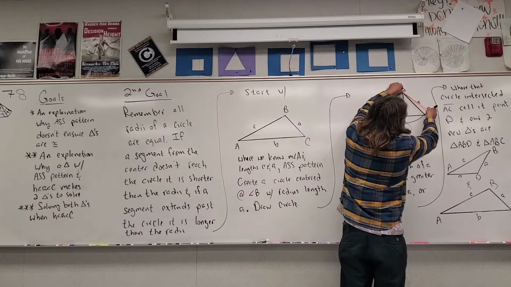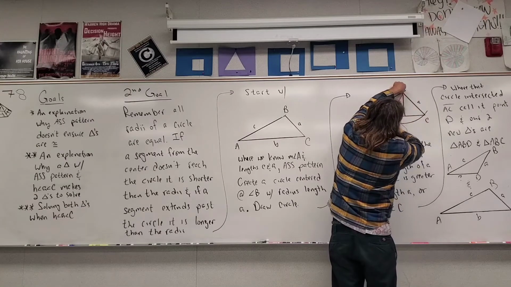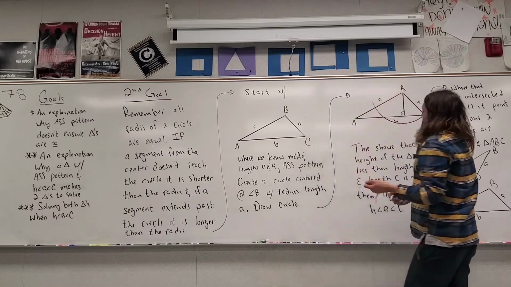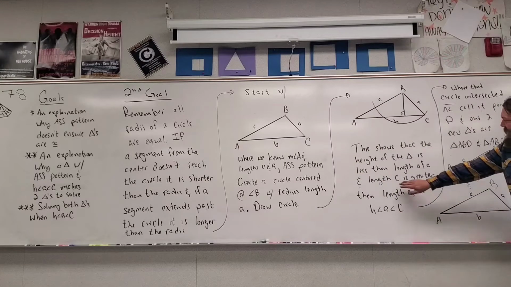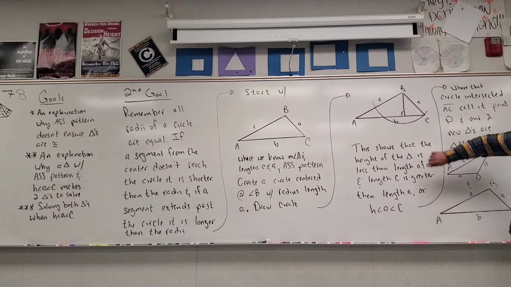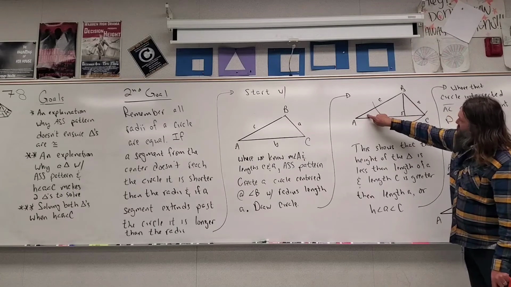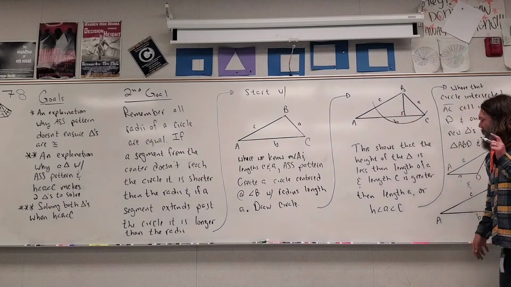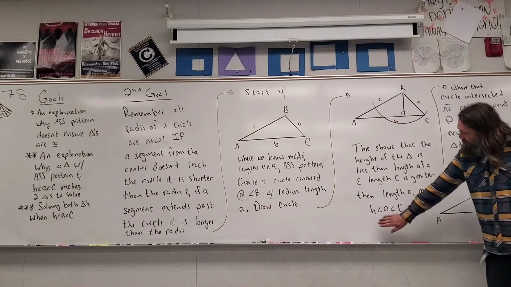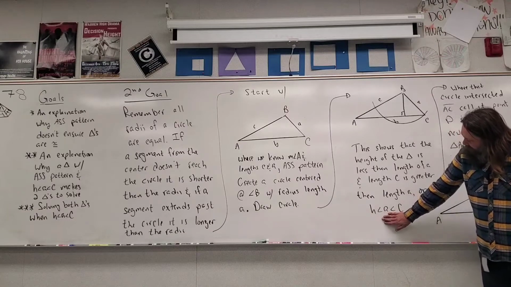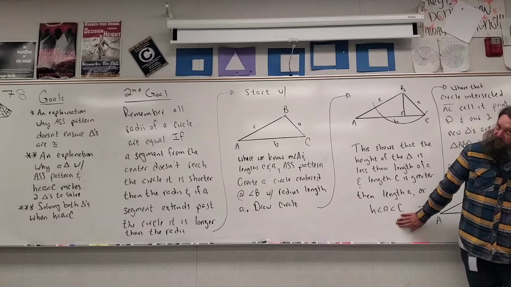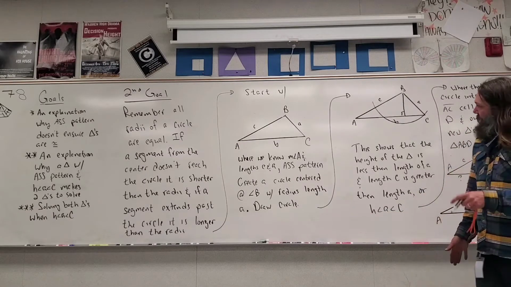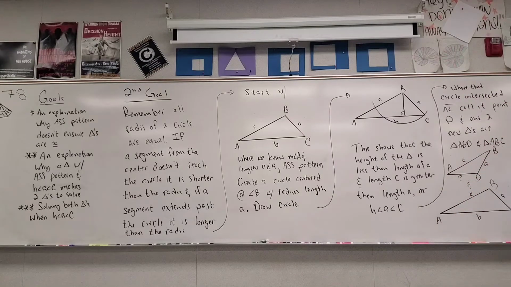Let's try this again. And length C is greater than length A because it extends past the circle. Or I can say that the height is shorter than the length of side A, and that's shorter than the length of side C. All right, and so I want to explain to you why this again is a two-triangle pattern, and there's a couple other important things as well.